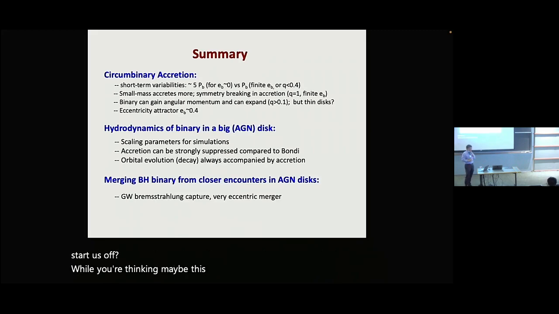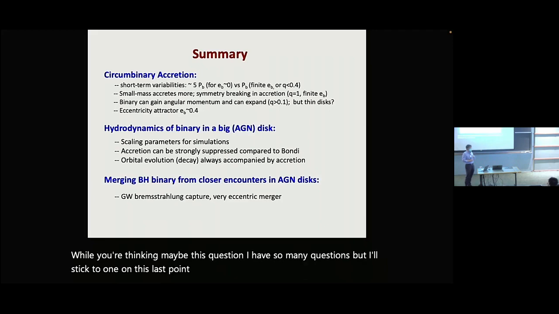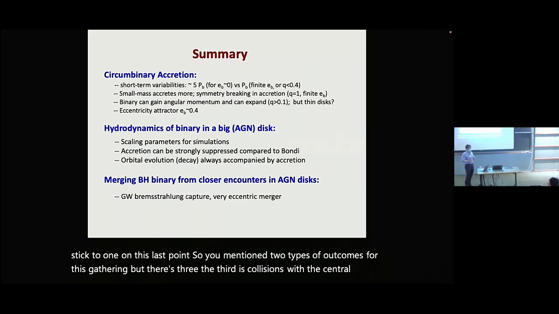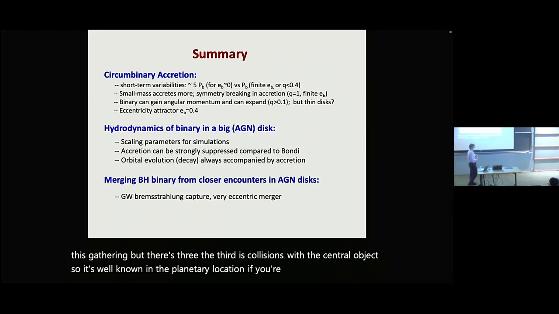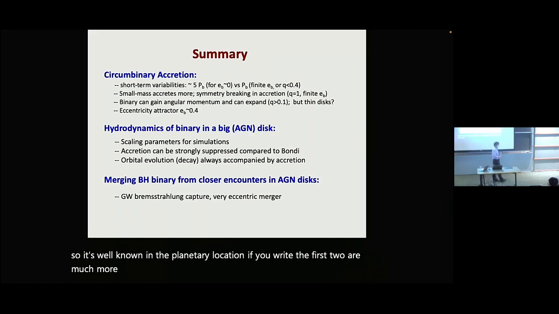Okay, I have so many questions, but I'll stick to one on this last point. You mentioned two types of outcomes for this scattering, but there are three. The third is collisions with the central object. It's well known in the planetary literature that the first two, ejection or planet-planet collision, are much more common. That's in large part because the planet radius is larger compared to the Hill radius than in the black hole case.